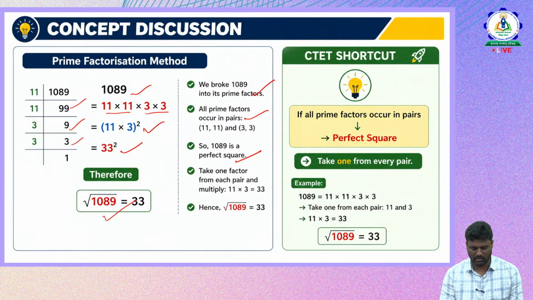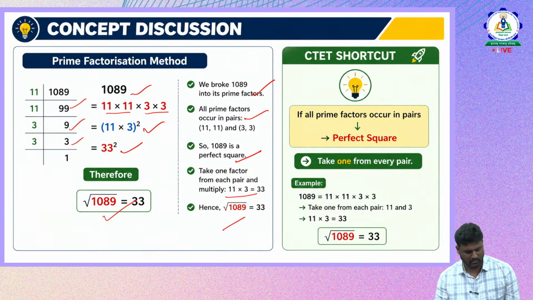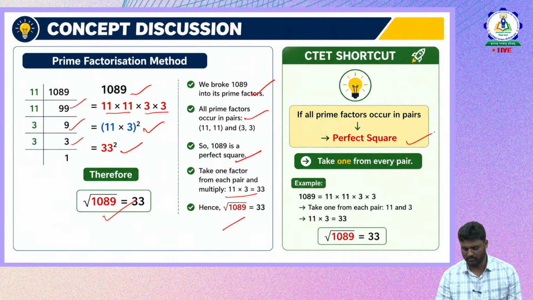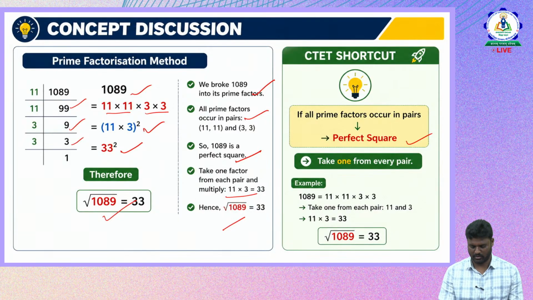Okay, now let us take each prime factor and multiply. Such as now 11 we got into a pair, and 3 also we got into a pair. Now from each pair we take a single number and multiply, and the number we obtain is the square root. Okay, so we have to remember one thing always: if all prime factors occur in pairs, then we say that it is a perfect square. In order to say whether the given number is a perfect square or not, we have to see that all prime factors occur in pairs. Okay, this is the one example which we have discussed now.